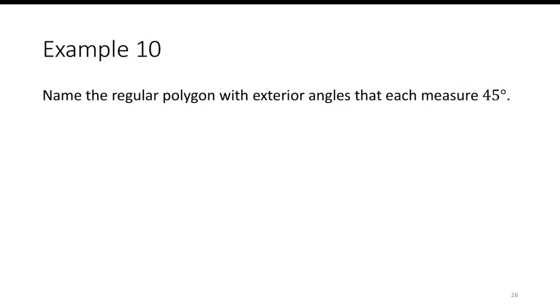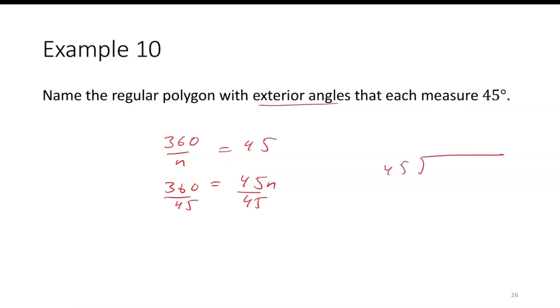Name the regular polygon with exterior angles that each measure 45. So exterior angles also have the formula 360 divided by n. So you multiply both sides by n, we'll have 360 equal to 45n. And then if you divide by 45, well, let's see. 45 goes into 360. It looks like, let's try 8. 8 times 5 is 40. 32, 36, yeah. So 8 sides. So n would be 8. We can call that an 8gon, but more appropriately it's called an octagon.